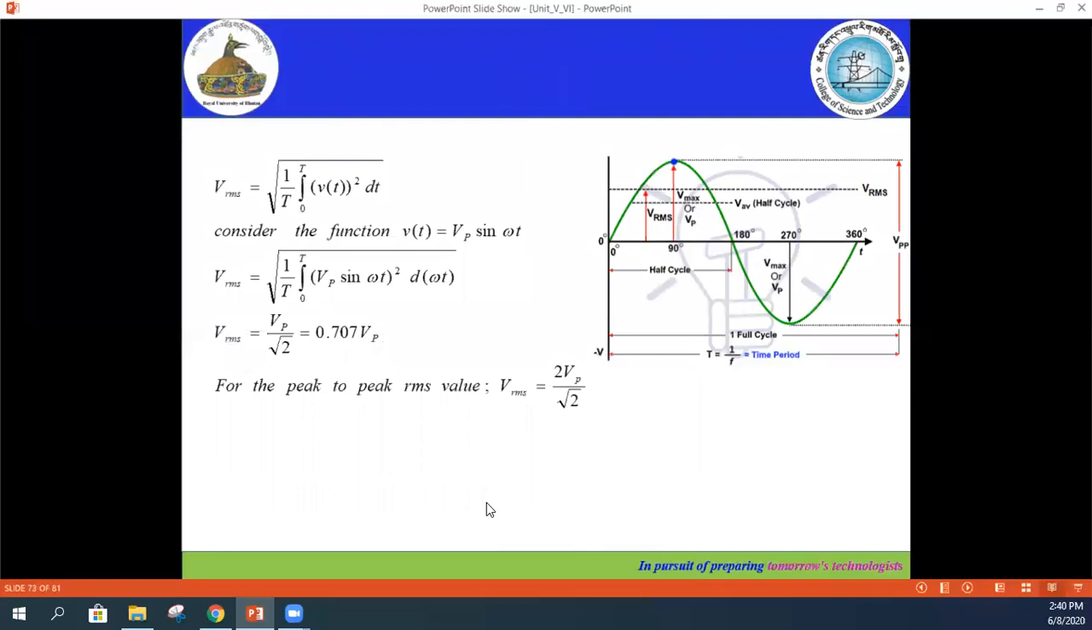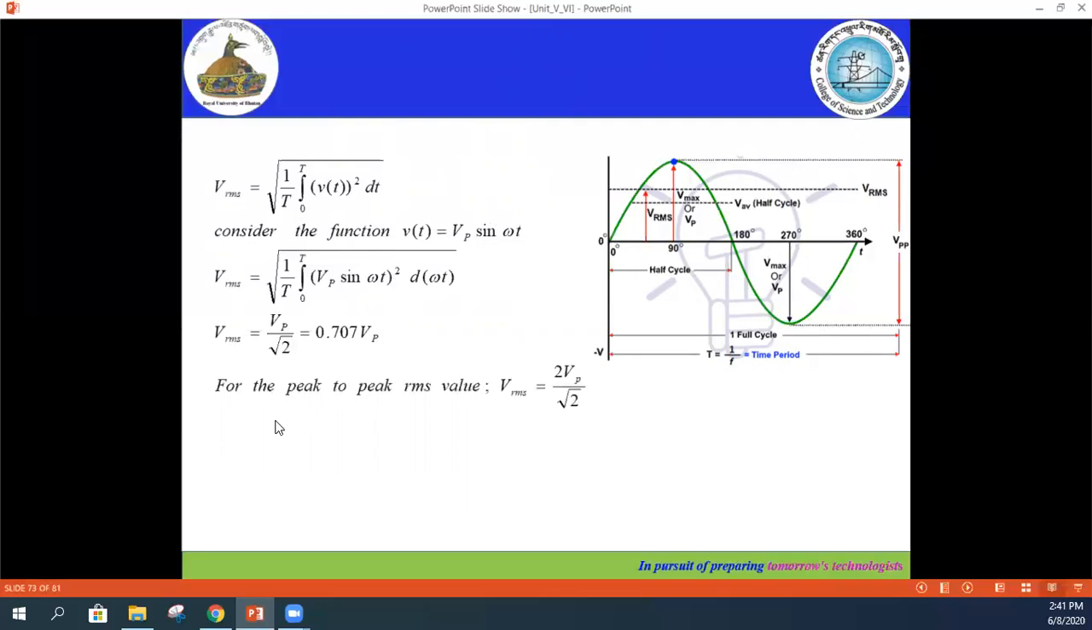In order to find the RMS value, we have to find the square root of the mean of the square of the given function. When you solve this, we have VRMS equal to 70.7% of the V peak. So remember, this is the standard formula that we have. To get this, we are taking the function v of t equals Vp sin omega t, and when we solve this, we get 70.7% of the V peak.